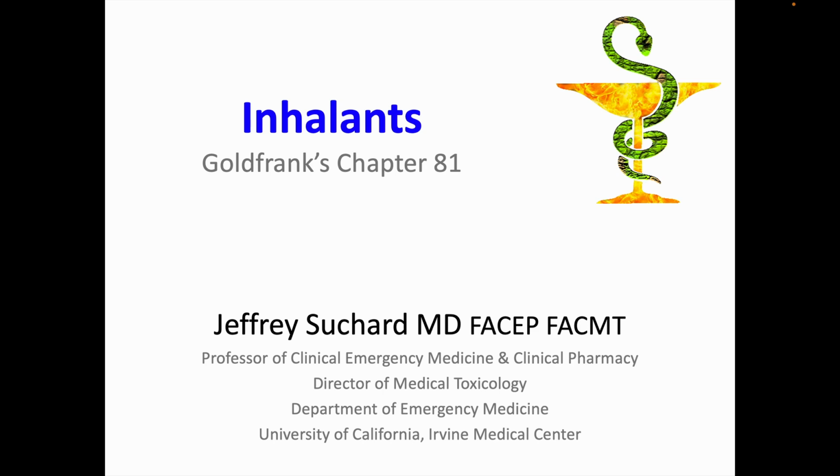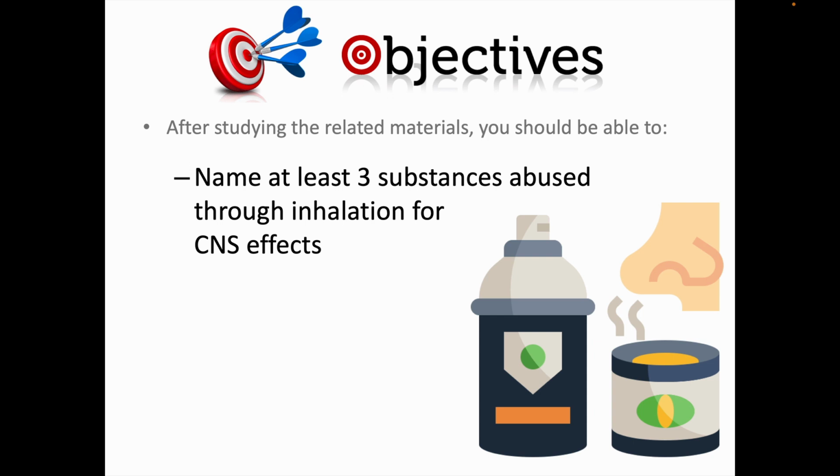Hi there, it's Dr. Suchard, and this time, for this series on clinical toxicology, we'll be discussing inhalants, corresponding to Goldfrank's Chapter 81. The learning objective for this session is that you'll be able to name at least 3 substances abused through inhalation for their central nervous system effects, which is to say that people use them to get high.